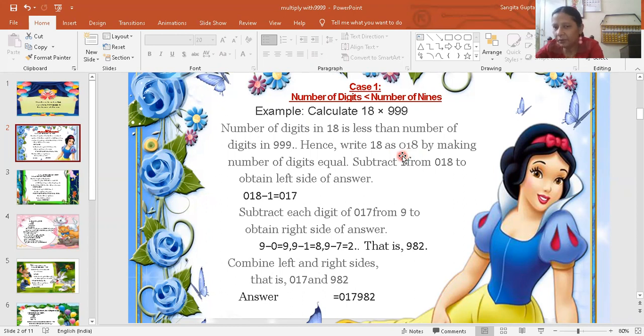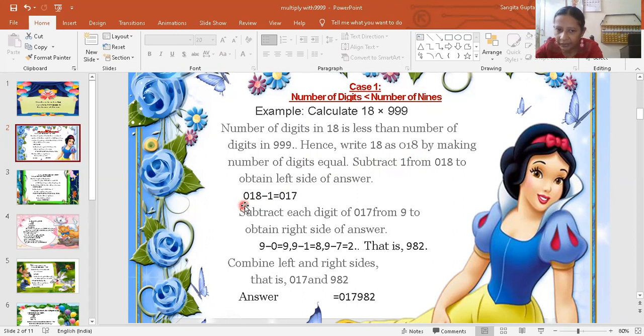But keep it in your mind that if you put this 0 after 18, it will change the value of 18. It will become 180. So you will not make that mistake. You have to make it a three-digit number without changing the value. So the next step is to subtract 1. I have written here, subtract 1. You have to subtract 1 from this 018 to obtain the left hand side of the answer.